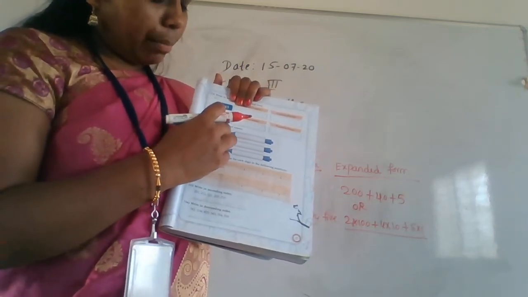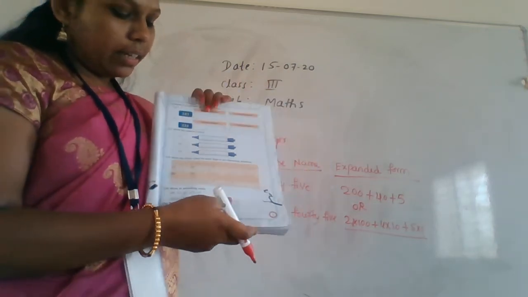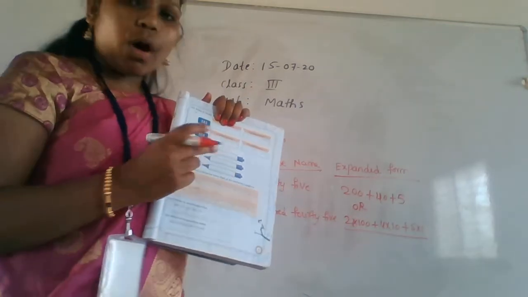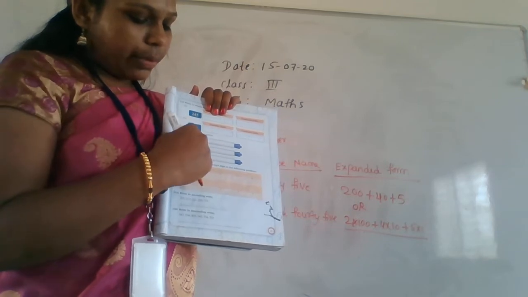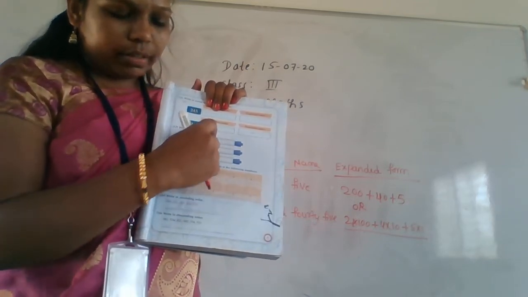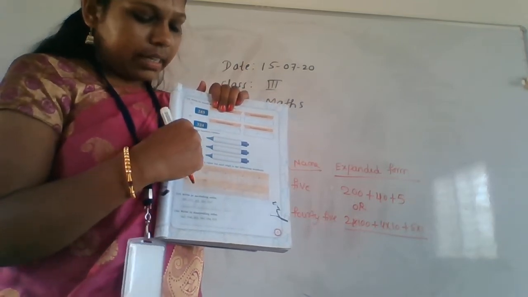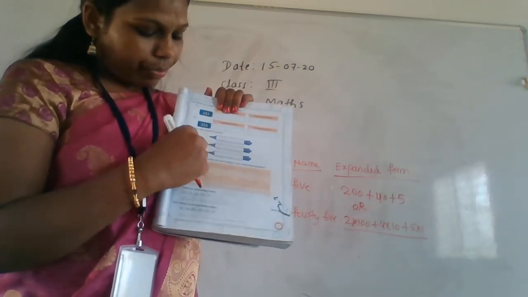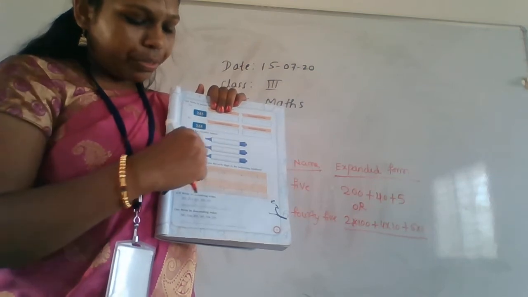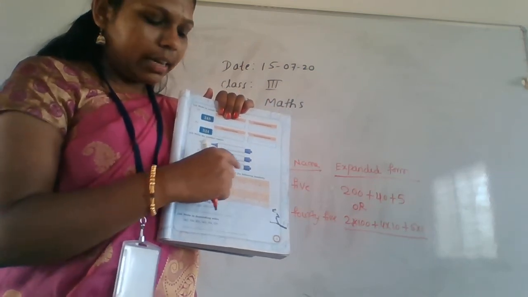Write the number names here. You already know how to write the number name. Here they are given right here. You have to write it in front of these numbers. 327. Here, 462. Next one is 655.